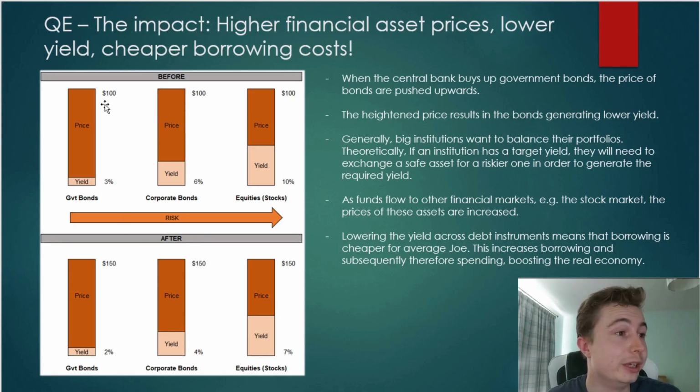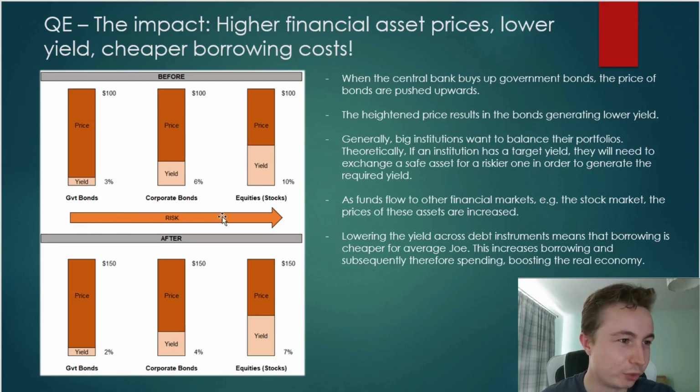So before the QE, government bonds cost 100, corporate bonds cost 100, and stocks cost 100. The yield of government bonds is 3% before. The yield of corporate bonds is 6% before, yeah. So we would say that government bonds are generally safer than corporate bonds, so it's going to be a lower yield. And the yield on equities, which is riskier again in theory, is 10%.